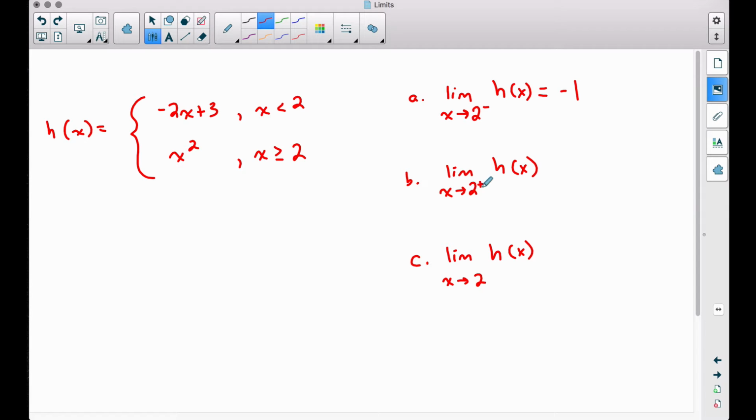As we approach 2 from the right, we're talking about approaching 2 from values of x that are bigger than 2. Notice here, x is greater than or equal to 2. All I really care about is the greater than piece. Let's take our 2, let's plug it into here. 2 squared gives us 4. That's our right-handed limit. And therefore, since the left-handed limit is not equal to the right-handed limit, the limit as x approaches 2 in general of h of x does not exist.